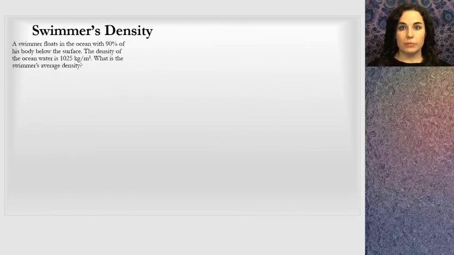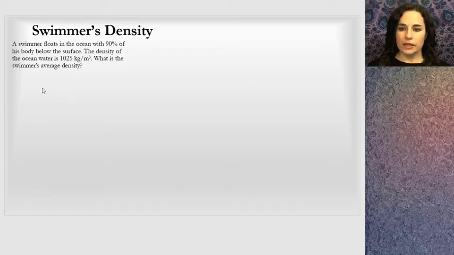The next problem I picked out deals with a partially submerged object, which is a swimmer. A swimmer floats in the ocean with 90% of his body below the surface. The density of ocean water is 1,025 kilograms per meter cubed. What is the swimmer's average density?